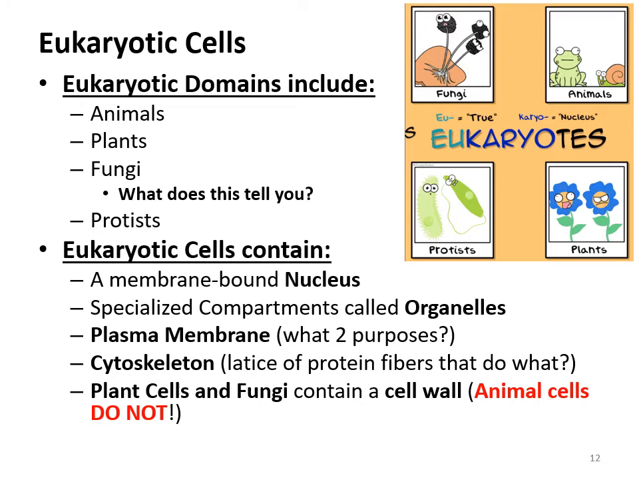Now, with eukaryotic cells, there are a few domains that it includes. It includes animals such as us, plants, fungi, and protists. Now, I want you to circle, star, highlight the fact that fungi are eukaryotes. Because, well, first of all, what are fungi? Fungus is yeast or mold, right? Yeast and mold are fungi. Now, what does it tell you that fungi are eukaryotes?